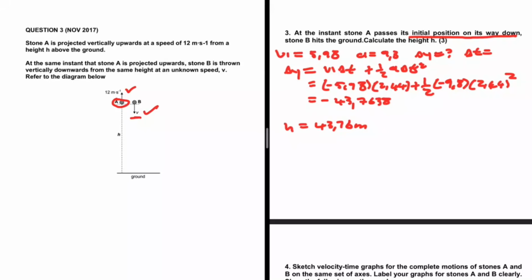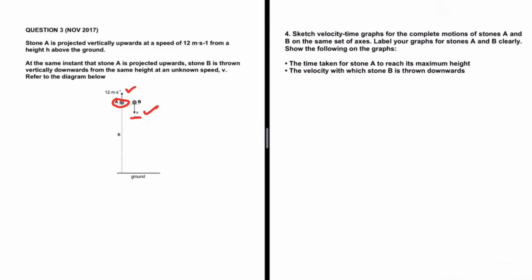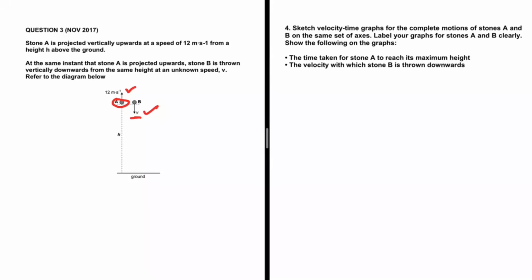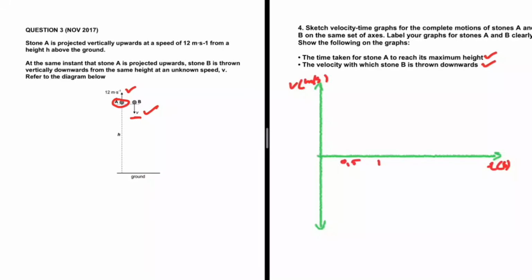Question 3 done. Let's move to question 4. The velocity time graph. Let's go ahead and take a look. So sketch velocity time graphs for the complete motions of stone A and B on the same set of axes. Label your graphs for stones A and B clearly. Show the following on the graphs: the time taken for stone A to reach its maximum height, 1.22 seconds, and the velocity with which stone B is thrown downwards. Let's say 0.5, 1, 1.5, 2, 2.5. Okay, let's use that time interval.